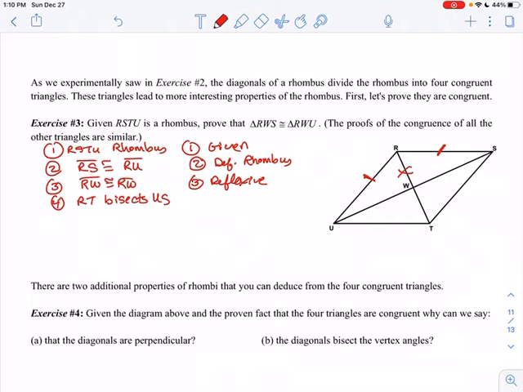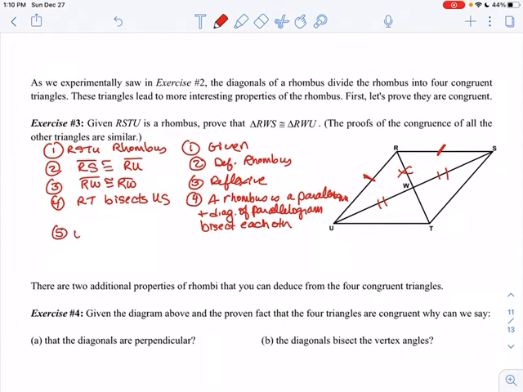So if RT bisects US, and that reason is a rhombus is a parallelogram, and diagonals of a parallelogram bisect each other. So I now know that this is congruent to this. So I know that UW is congruent to WS. And that is the definition of bisector.